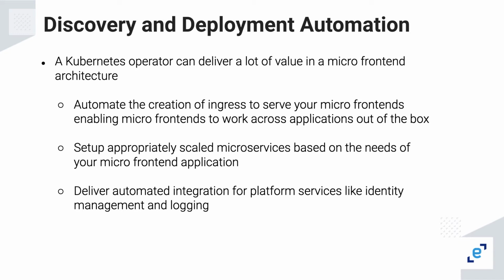Your micro frontends don't need to know anything about where they're deployed or where they're going to be running. You can set up appropriately scaled microservices. Just a minute ago, we talked about scalability and how micro frontends can give you more information to optimize how your microservices are scaled based on the way your application behaves. And you can set up an operator or Kubernetes in general to automate the deployment of your microservices in a scaled way that matches your expected needs.